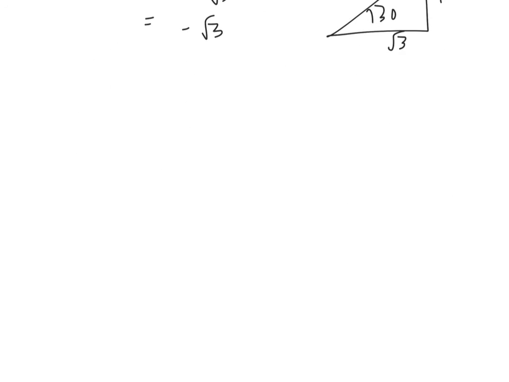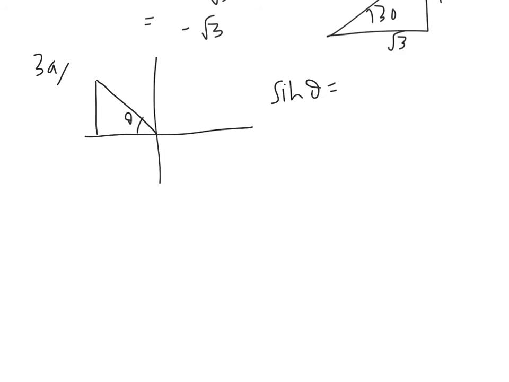3a and b then. 3a, theta is an obtuse angle, and sine theta is √3 over 2. So theta is obtuse, which means it will be in here. And sine theta is √3 over 2. The opposite then, if we just write it here, sine theta is √3 over 2. The √3 is the opposite, and the 2 is the hypotenuse. And that means if we use Pythagoras' theorem, we'd also get that the adjacent would be 1.